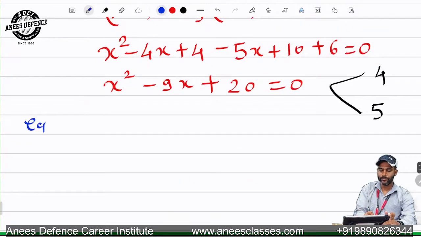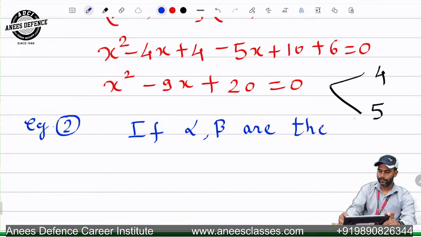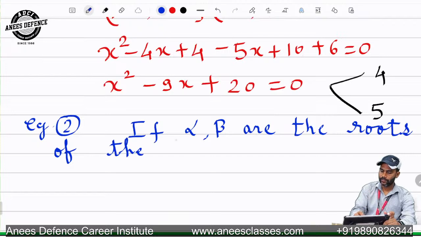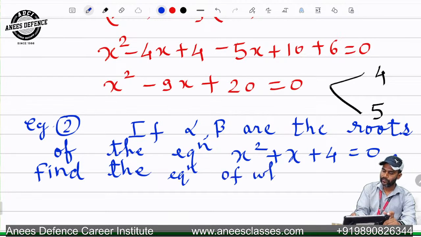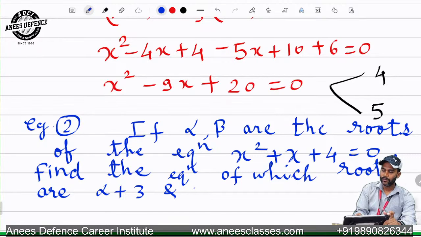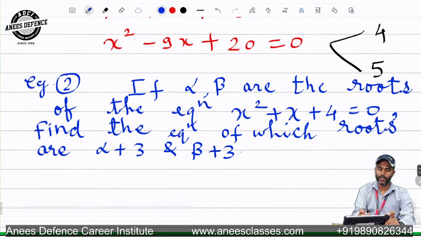See. Example number 2. If alpha and beta are the roots of the equation x square plus x plus 4 is equal to 0, then find the equation of which roots are alpha plus 3 and beta plus 3. Please try to solve. Very easy.